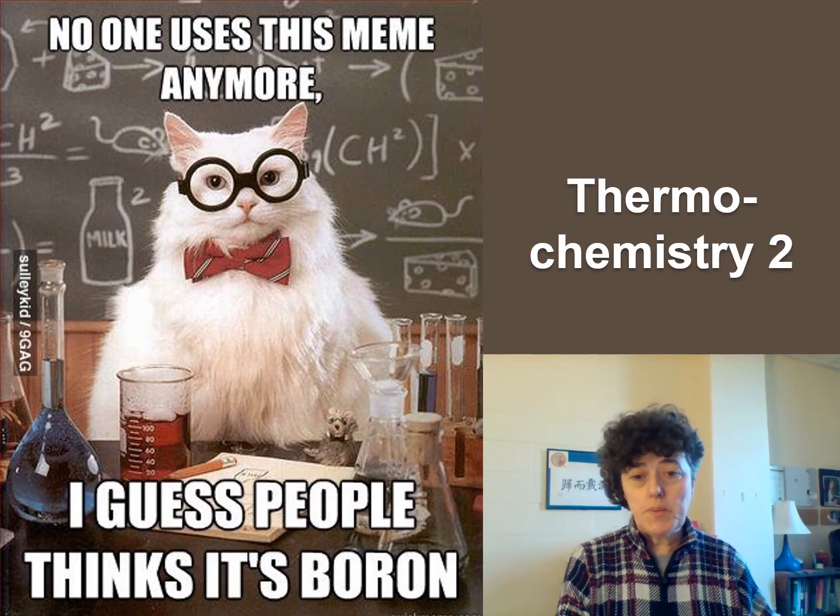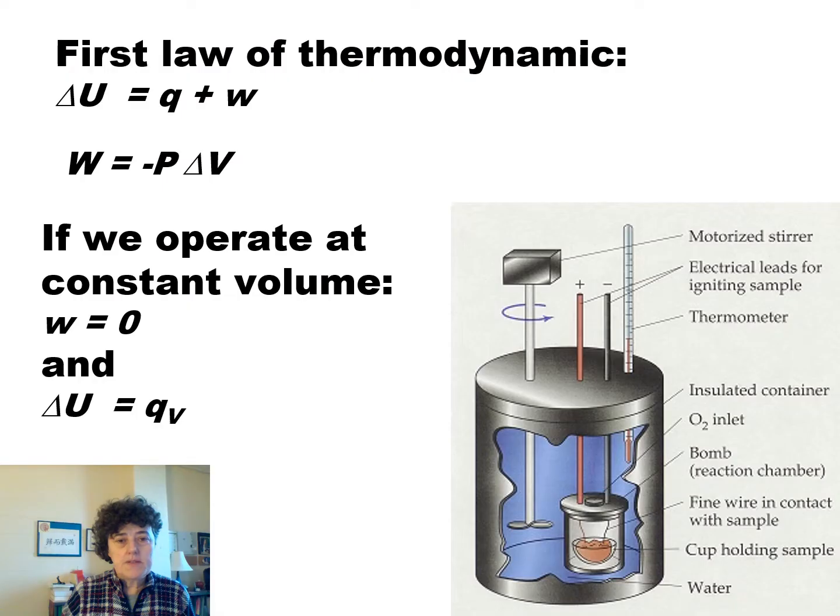Let's continue to talk about thermochemistry. As we were seeing in the last PowerPoint, the first law of thermodynamics tells us that any change in internal energy can be seen as an exchange of heat and an exchange of work. And the work can be calculated as the product between the pressure and the change in volume, with a minus sign that we need in order for the sign of the work to be consistent with the convention that we have decided to adopt.